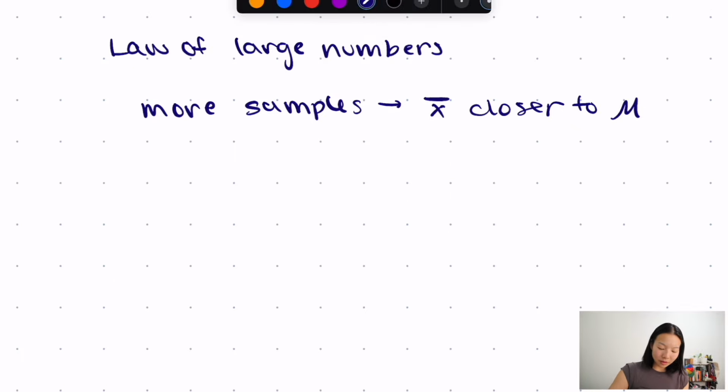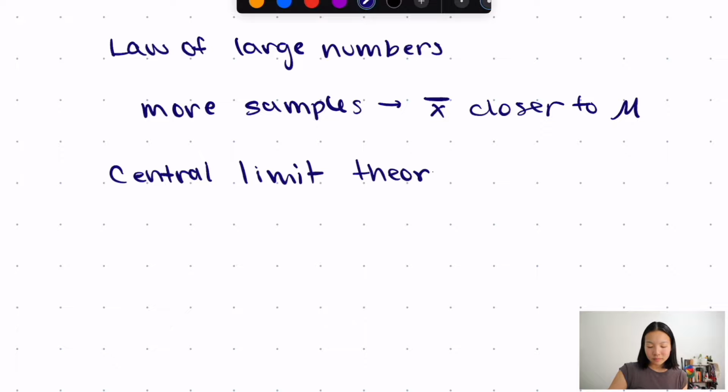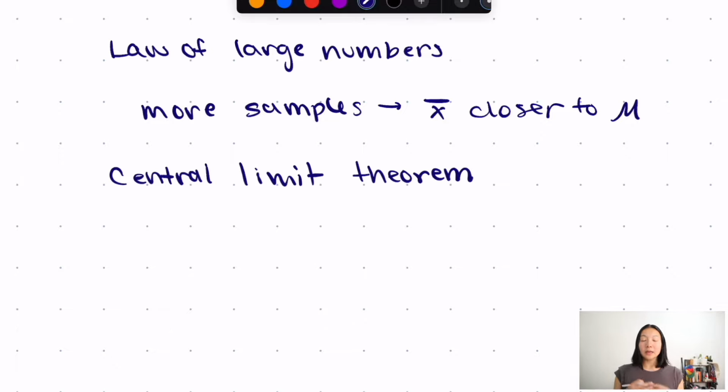And then we have something called the Central Limit Theorem. The Central Limit Theorem says that the distribution of sample means approximates a normal distribution as the sample size gets larger, regardless of the population's distribution.